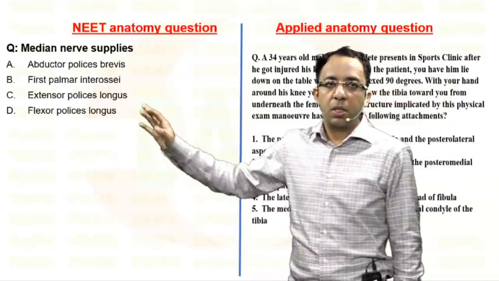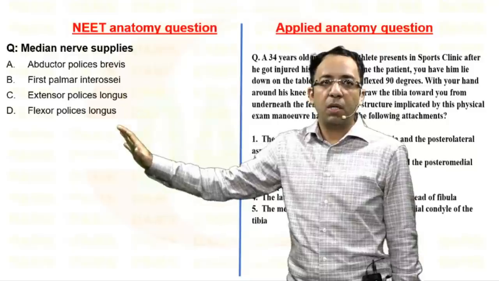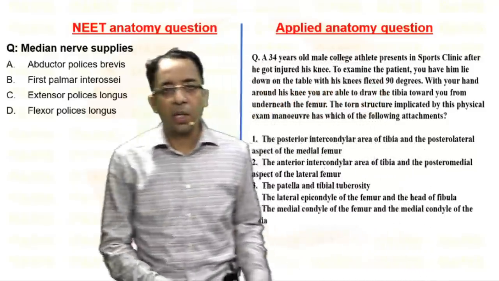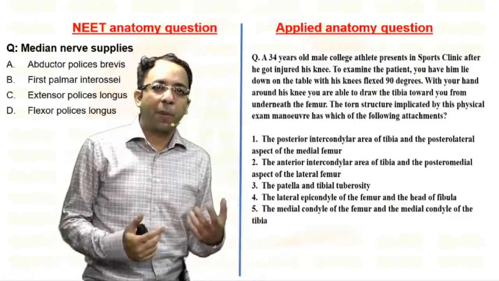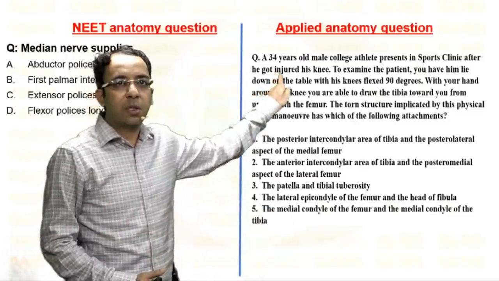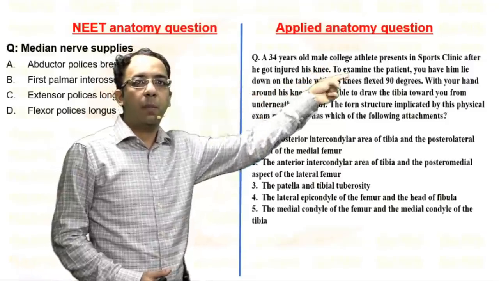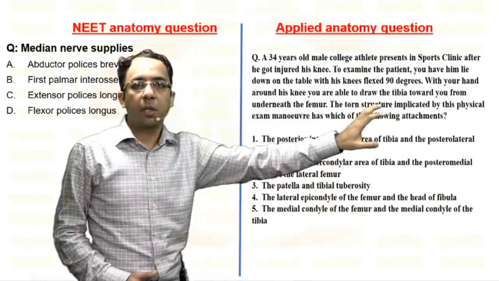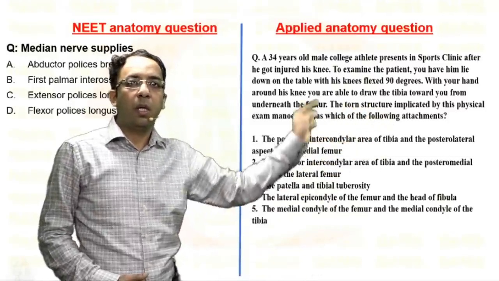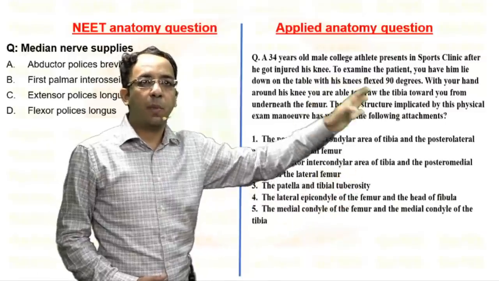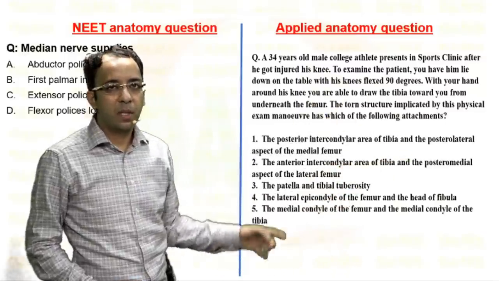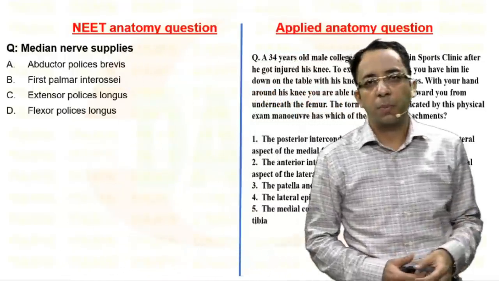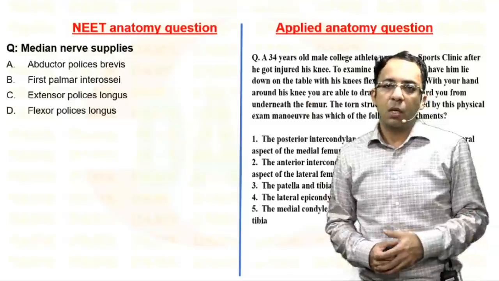Now I want you to look at this question. This is a pure one-liner: median nerve supplies. You have 4 choices and you have to pick your answer. On the other hand, when they go to applied anatomy, you will have a question starting with a patient, a 34-year-old male college athlete, with a history of this and a torn structure implicated by this. So you have to look at the clinical scenario, apply your basic sciences, and get to the answer. This requires more comprehension and more analysis. It's no longer the one-liner kind of paper that we are used to in routine exams.